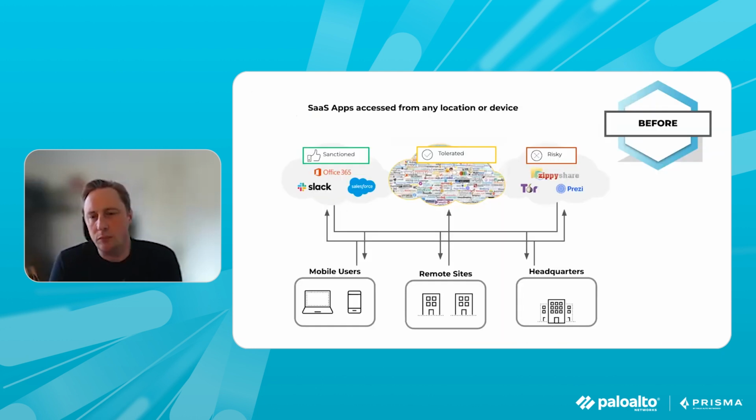So we all know that customers classify applications as sanctioned, tolerated, and risky, or sanctioned, tolerated, and unsanctioned, depending on your phraseology. But we've seen a massive explosion of SaaS applications across customers. And anecdotally, it's quite interesting. If you ask a customer how many SaaS applications they have, they might say 100, 150. But if you analyze that, you'll find there's a lot more.